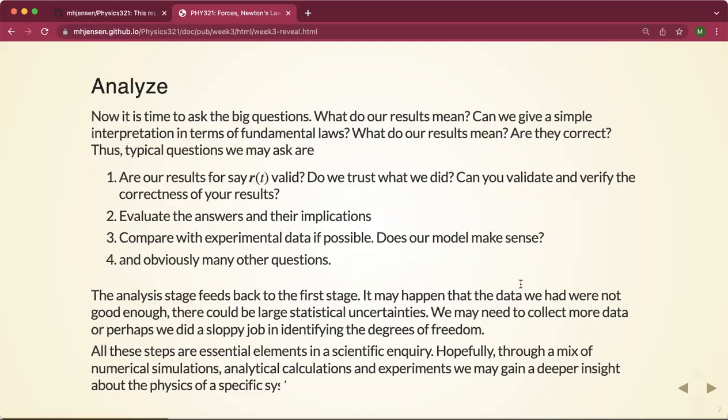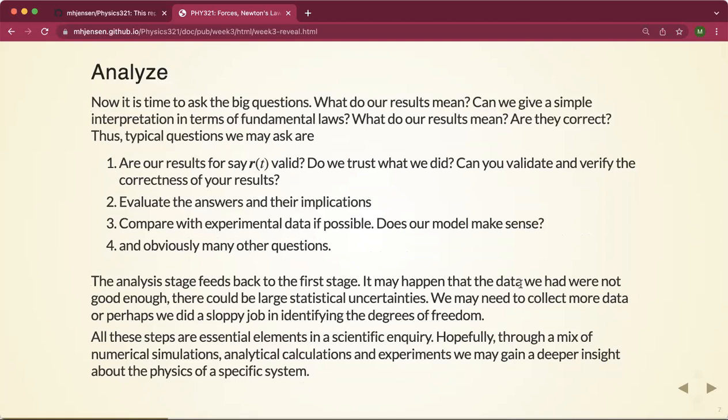So the analysis stage is equally important. You would typically ask, are these results reasonable? If you run the solar system program and, for instance, the Earth doesn't move in a stable orbit, you know that is not in accordance with observations. Then you may go back to your solver and say that I may have done something wrong here. You have to evaluate the answers and the implications, and compare with experimental data.